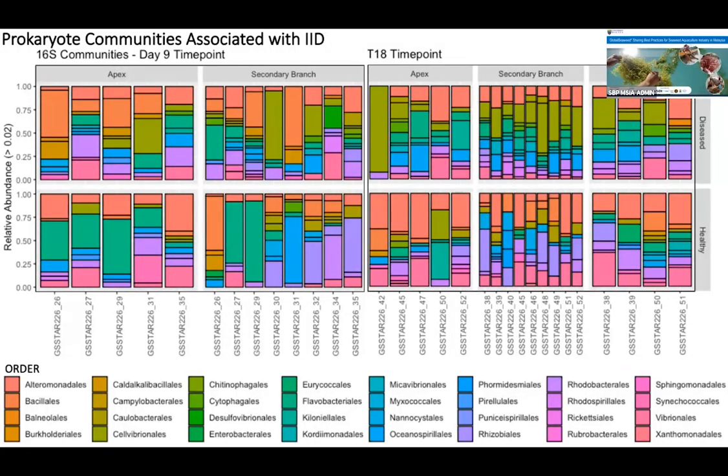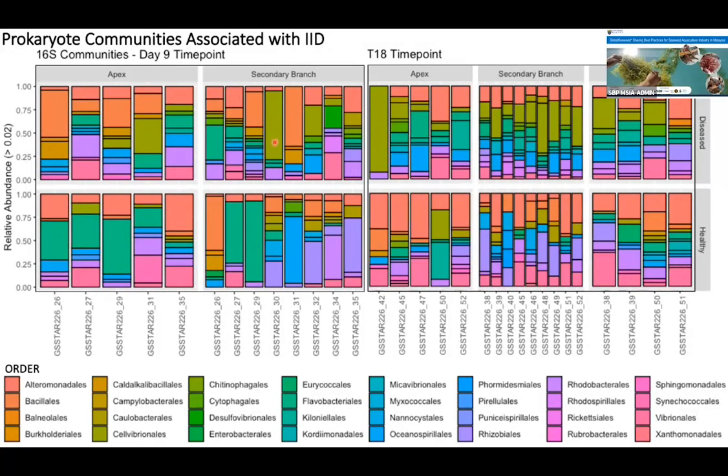So there are differences between the healthy and diseased tissues at each time point, and there are also differences between the diseased tissues from the 2 time points. On day 9, the healthy tissues show a high relative abundance of Flavobacteriales in the green, Alteromonadales in this salmony orange colour, Rhizobiales in lilac here, seen in the secondary branches in particular, and Cyanobacteriales in bright pink. In comparison, the disease samples show a much higher relative abundance of Bacillales in this lighter orange and Cellvibrionales in the green here.